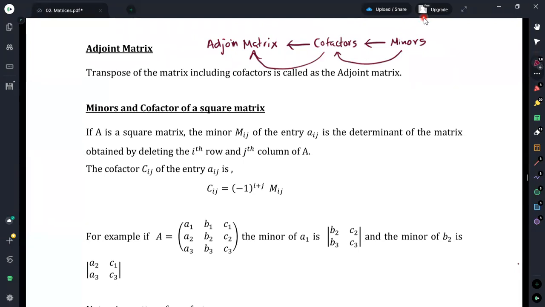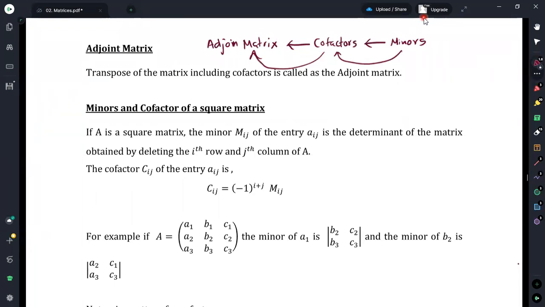In this session, I will limit it to a 3 by 3 matrix only. I am not going to discuss it for any higher order dimension or matrices with higher dimensions apart from a 3 by 3 matrix. First we will look at how to obtain the minors and cofactors for a given square matrix.